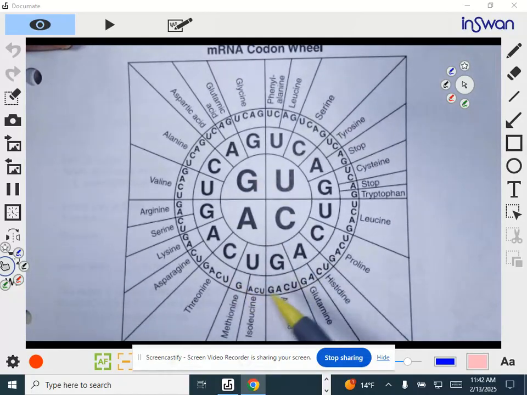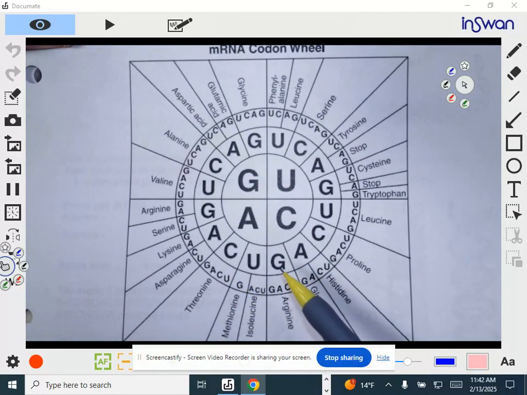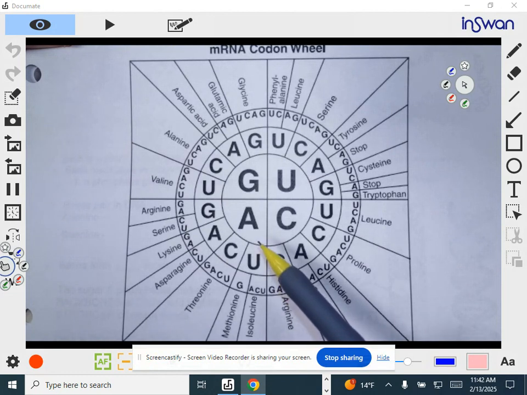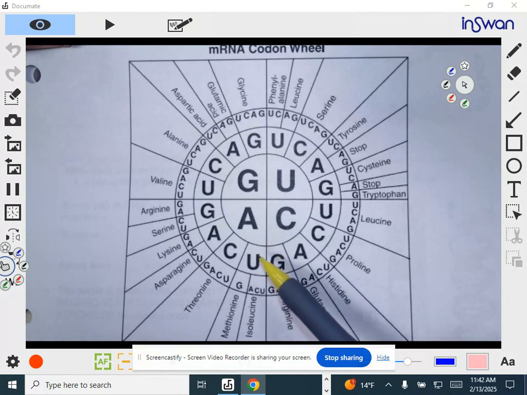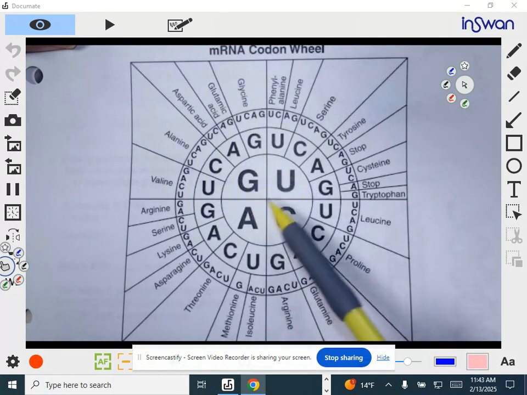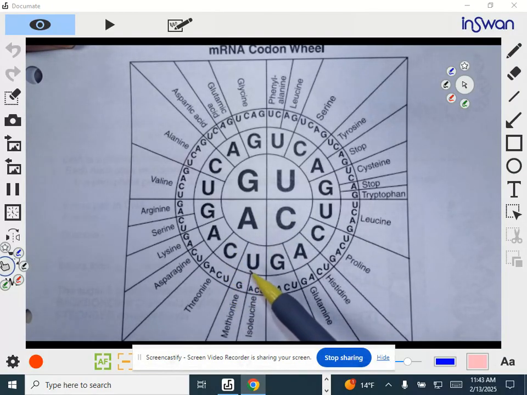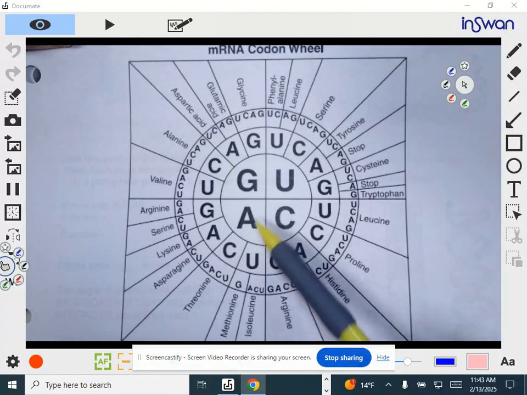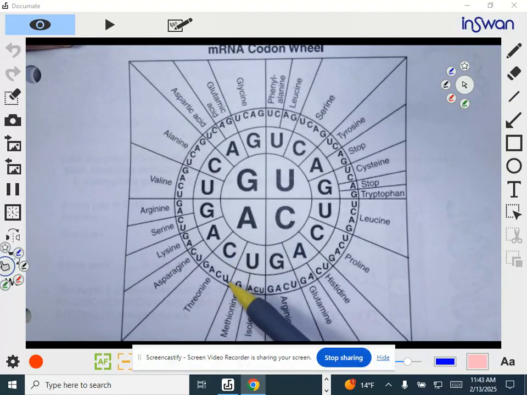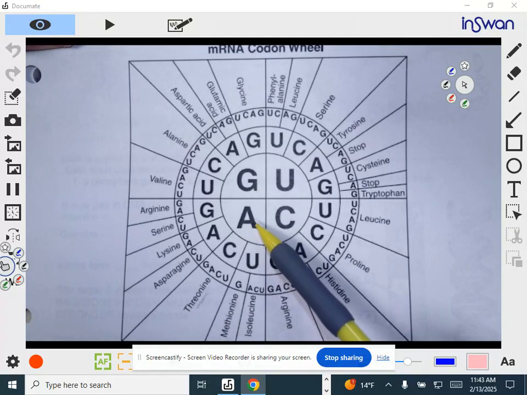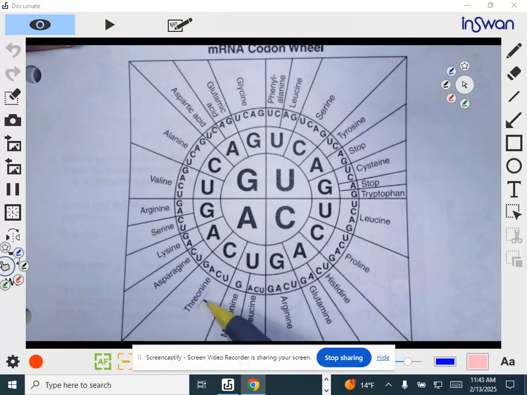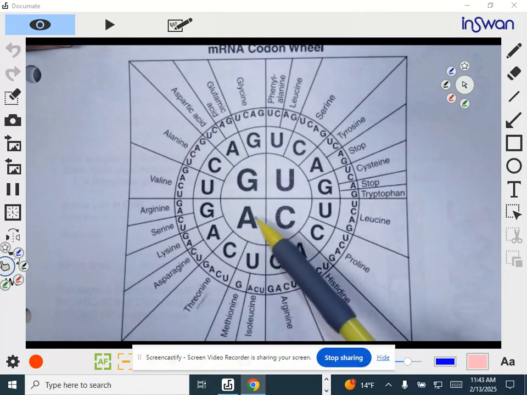By the way, this is the codon wheel that's on your biology EOC, your state test. So we want to make sure you know how to use it. You start on the inside and you work your way out. So if you're trying to find like ACG, you start A and then C and then G, codes for threonine. Okay. So notice that if you have a codon that says ACG, then threonine is going to be put in that spot in the protein.